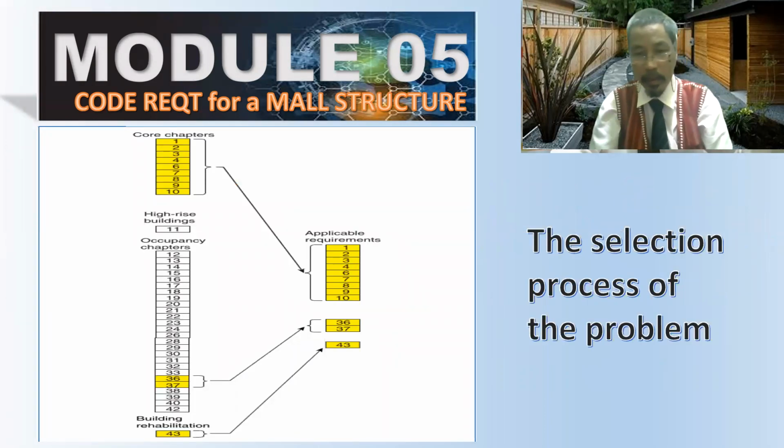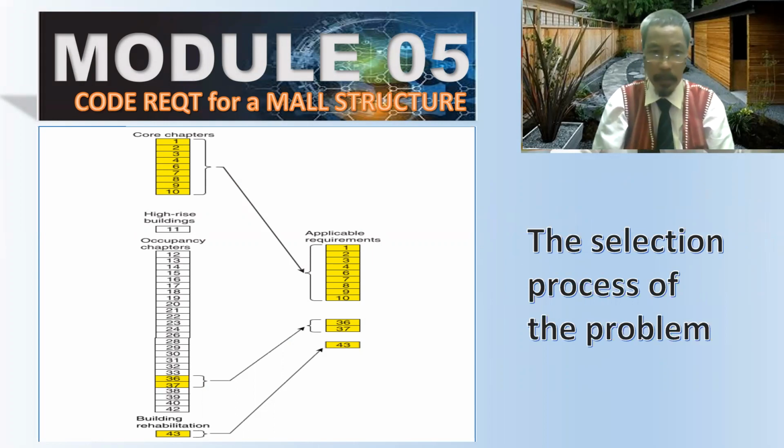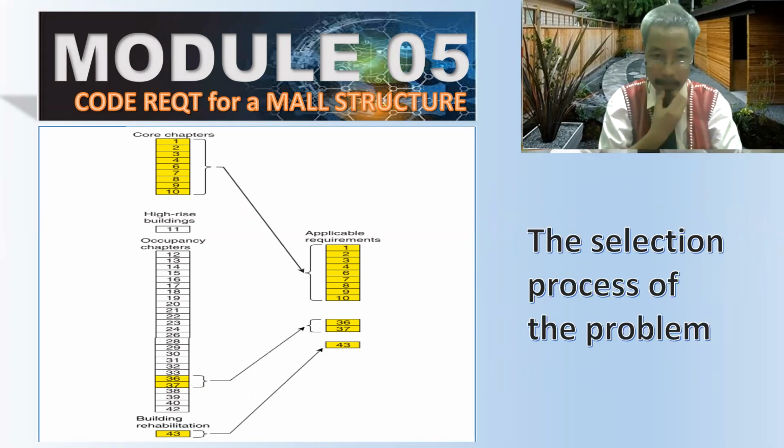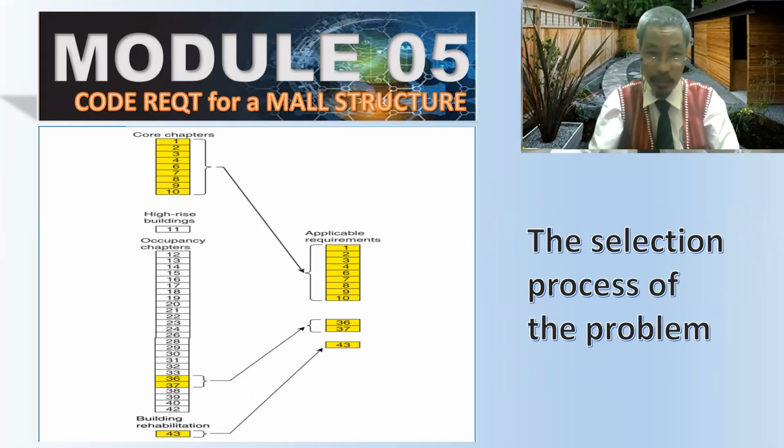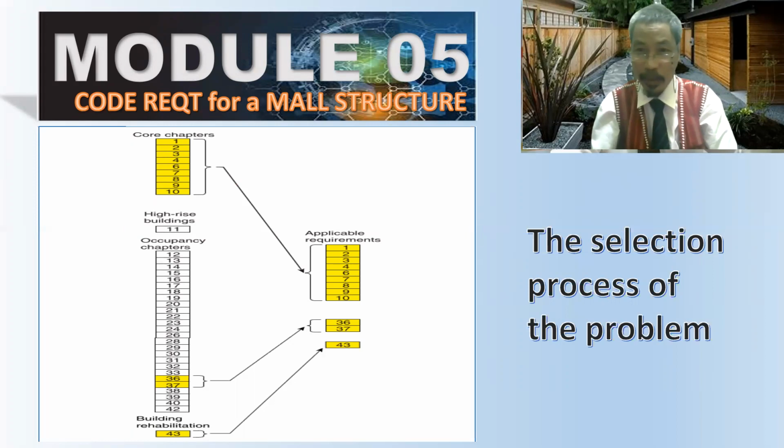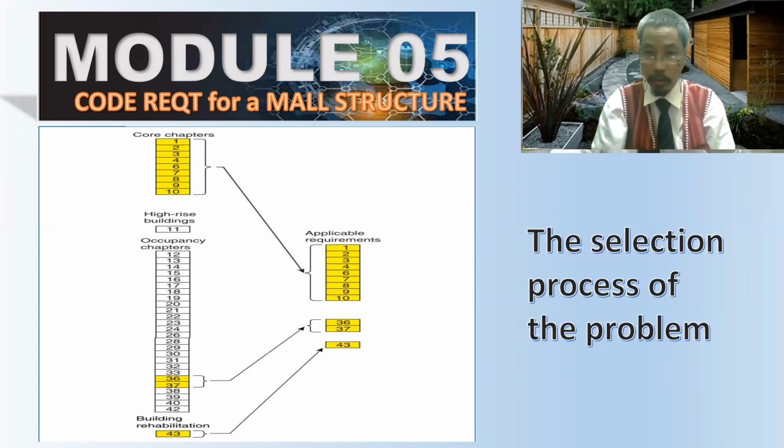If we take a look at the selection process of the problem, we have this diagram, but we started with chapter 43 and go back. Okay, chapter 43, chapter 36, chapter 37, then chapters 1 to 4 and chapters 6 to 10. So that's how we are able to design this mall structure with an occupant load equal to 252 persons.